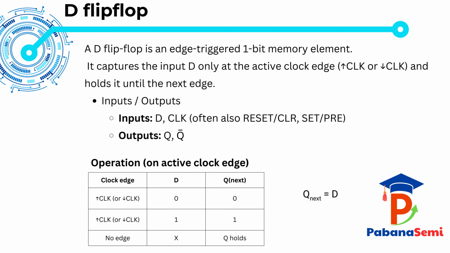Now let's understand the operation. On the active clock edge, Q simply takes the value of D. If D is 0 at the clock edge, Q becomes 0. If D is 1 at the clock edge, Q becomes 1. Between clock edges, even if D changes, Q does not change. It holds its previous value. So the key equation is simple. Q next equals D, but only at the clock edge.